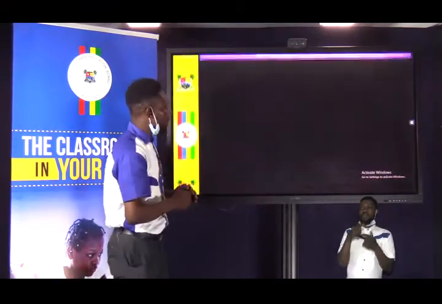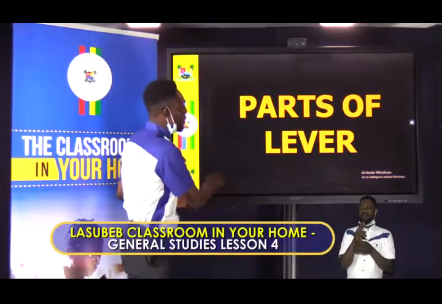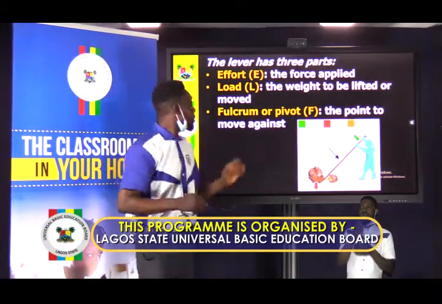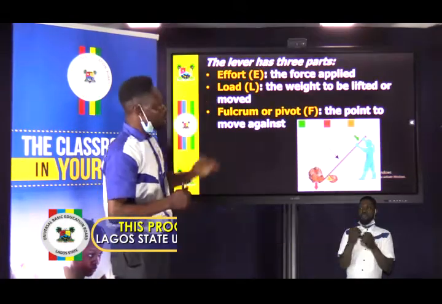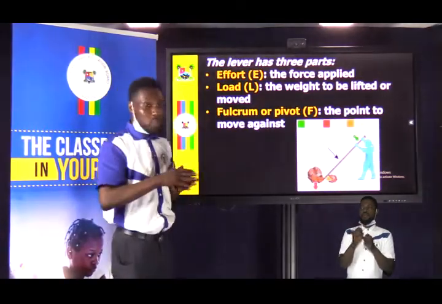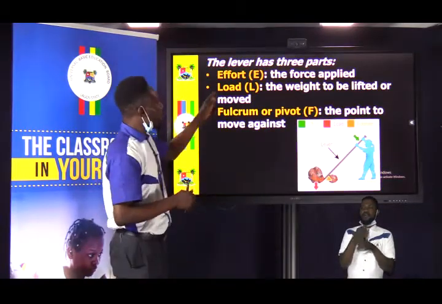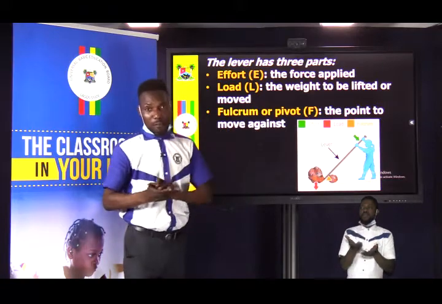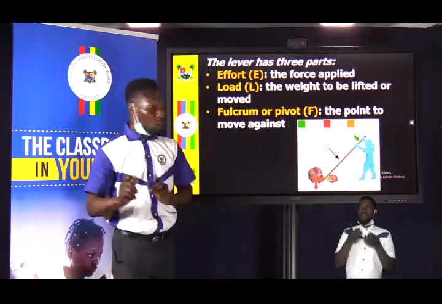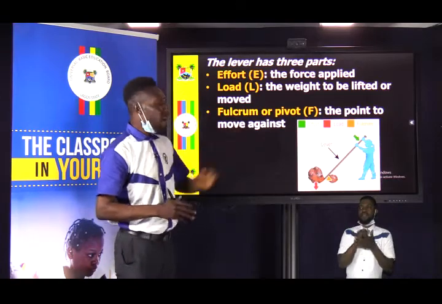Good. That is talking about fulcrum. Now let's move on to talk about the other parts. Let's look at the parts of a lever now. Let's discuss that in full. Parts of a lever. The lever has 3 parts: effort, load, fulcrum or pivot. Effort is where the force is applied. Then load, that's the weight to be lifted or moved. And the third one is the fulcrum or pivot. That's the point to move against.